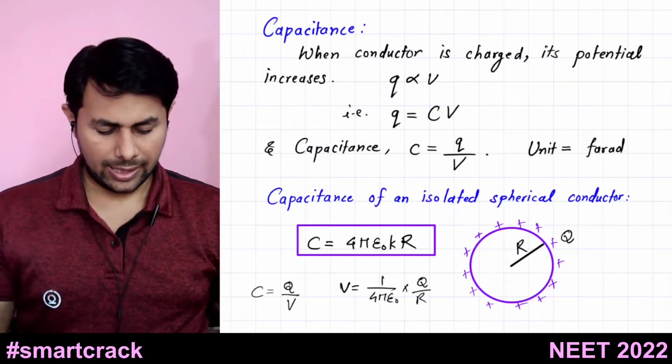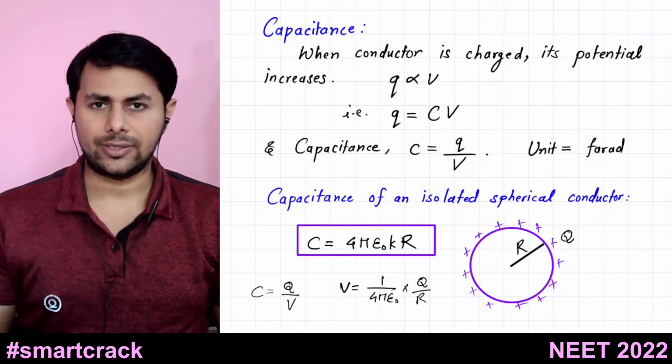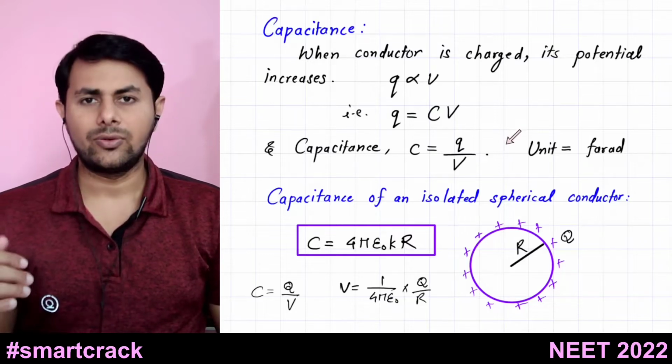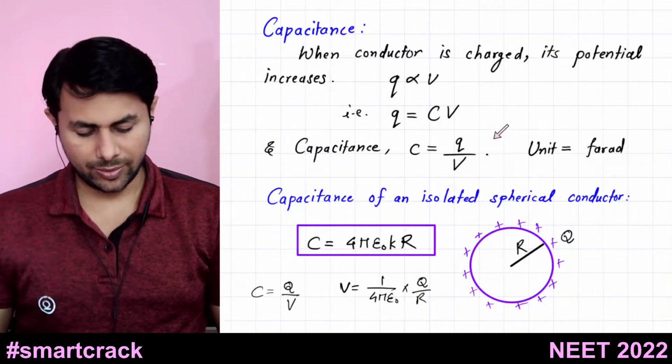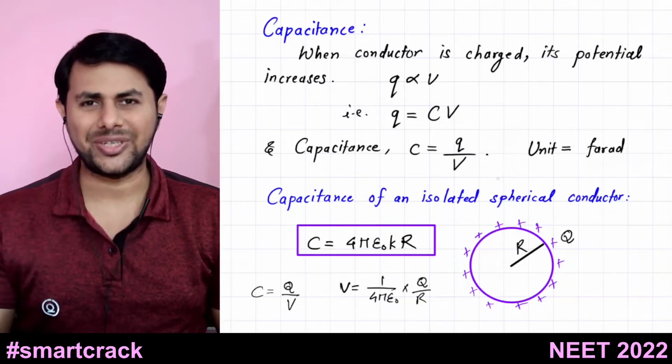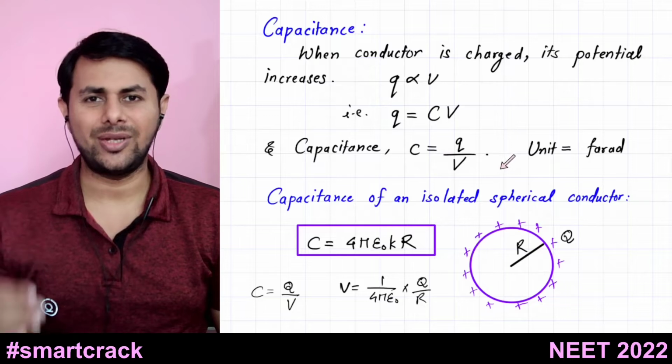And what is the unit of capacitance? The unit of capacitance is farad, and what is that? It is coulomb per volt. The unit of charge is coulomb, and the unit of potential is volt. So it is coulomb per volt.